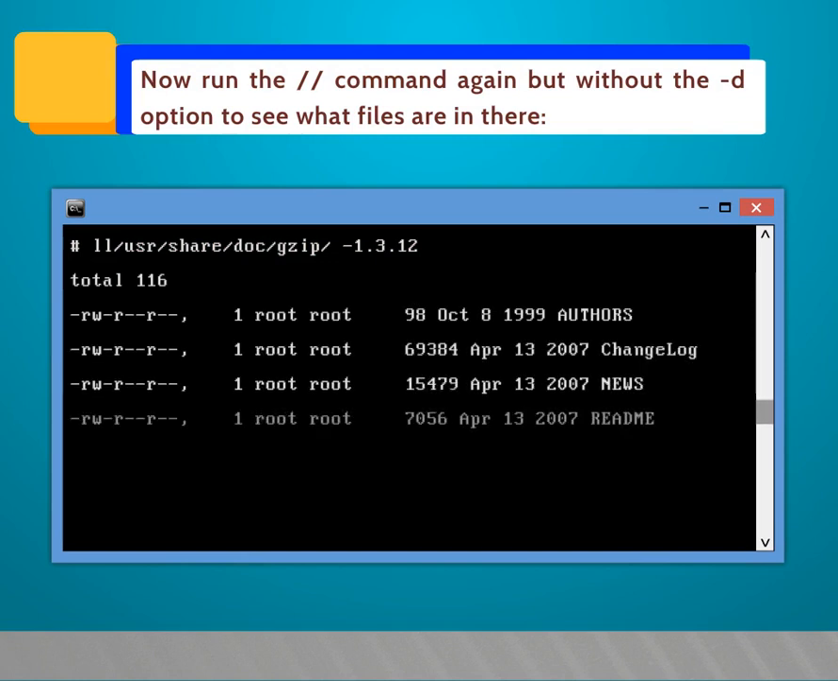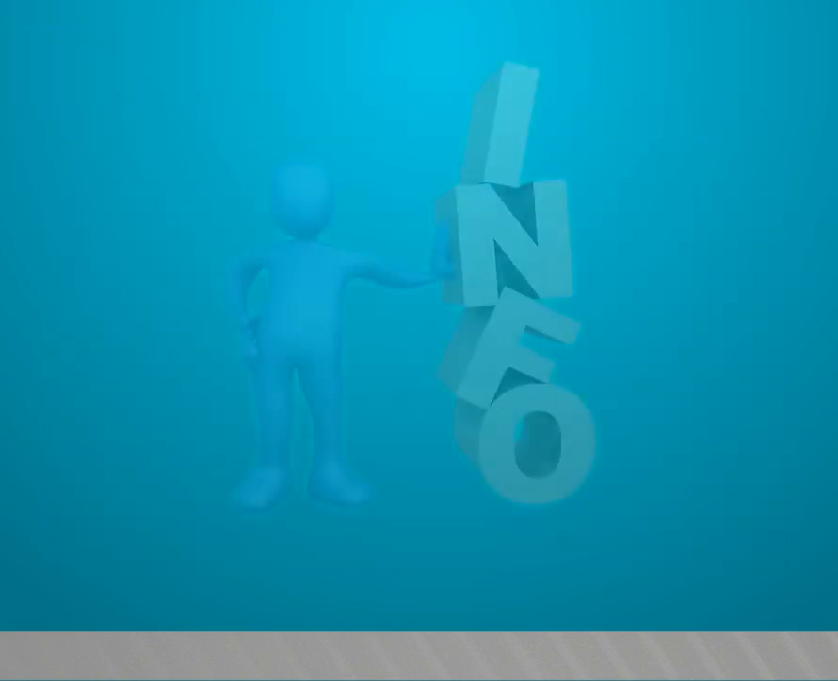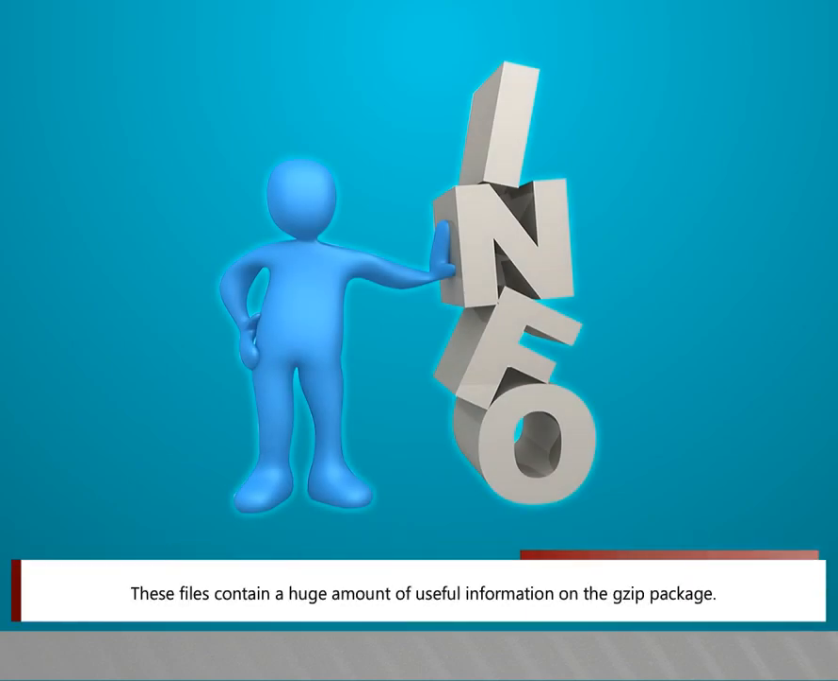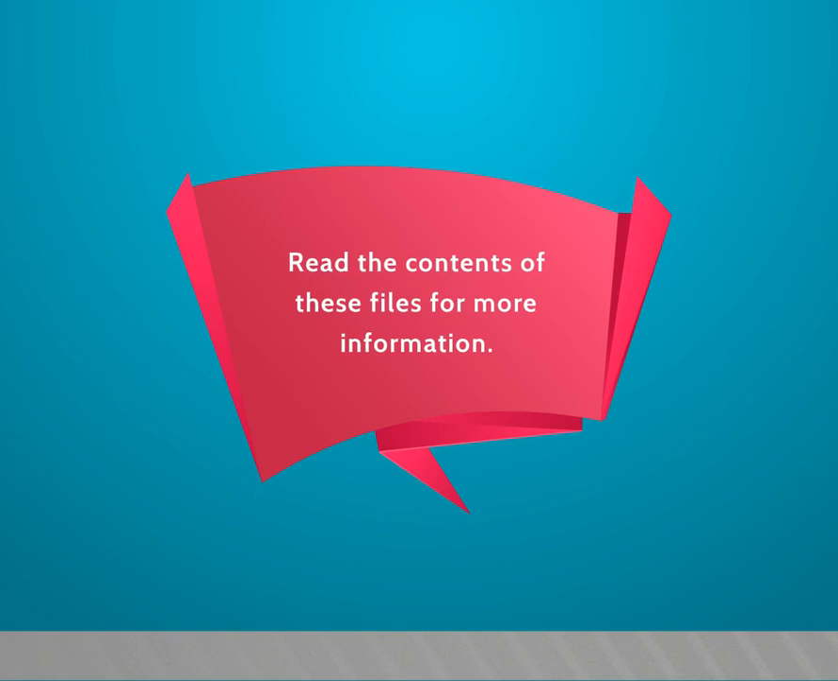Now run the ls command again, but with the -d option to see what files are in there. These files contain a huge amount of useful information on the gzip package. Read the contents of these files for more information.